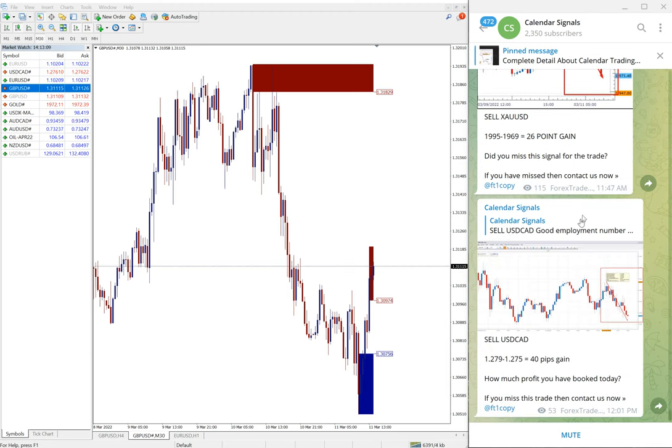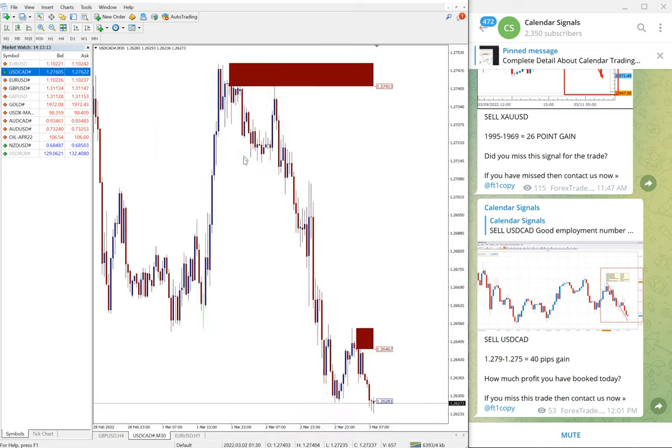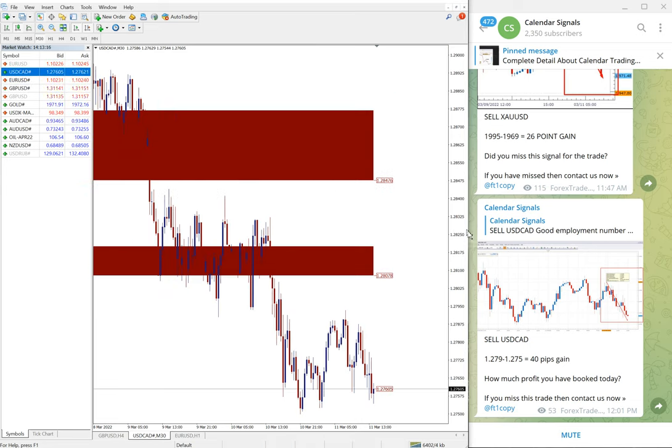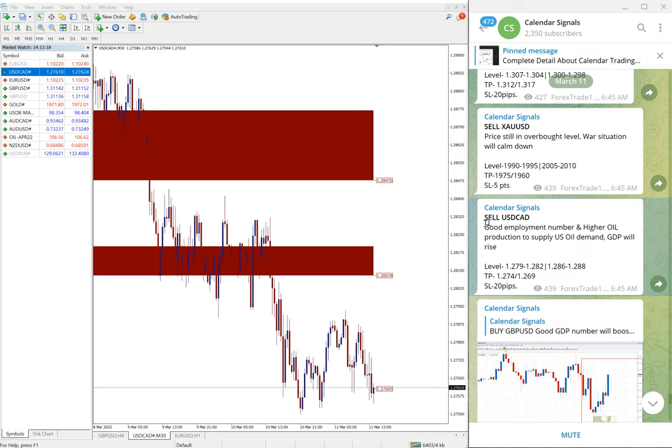Out of four signals, three have already performed. First, USDCAD performed. We gave a sell signal, and the reason is good employment numbers and higher oil production to supply US oil demand, so GDP will rise. Based on that, we gave sell USDCAD, which is in favor of the Canadian dollar against the US dollar.